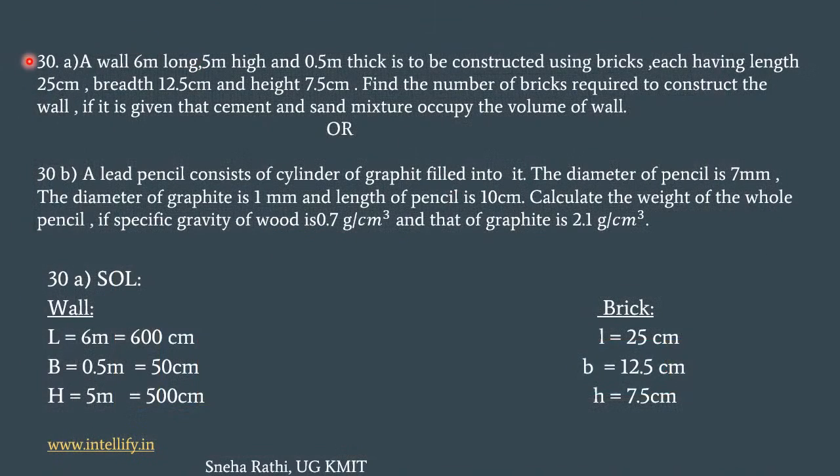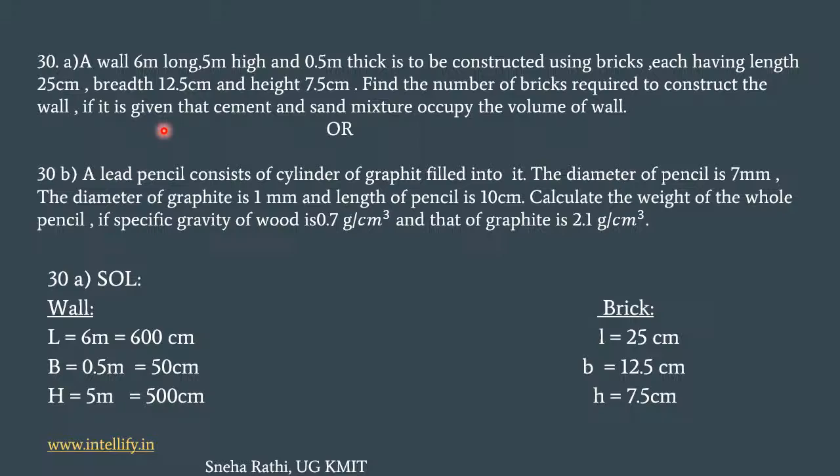Now question 30 A bit. A wall 6 meters long, 5 meters high and 0.5 meters thick is to be constructed using bricks, each having length 25 centimeters, breadth 12.5 centimeters and height 7.5 centimeters. Find the number of bricks required to construct the wall if it is given that cement and sand mixture occupy the volume of the wall. Or 30 B bit, a lead pencil consists of a cylinder of graphite filled into it. The diameter of the pencil is 7 mm, the diameter of graphite is 1 mm and the length of the pencil is 10 centimeters.